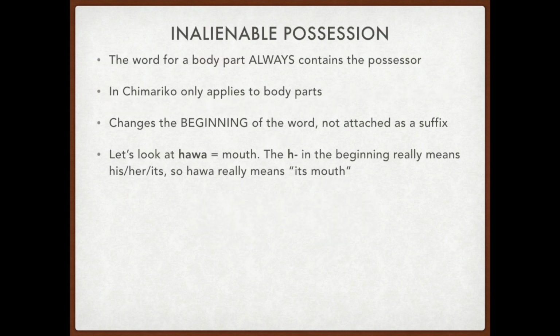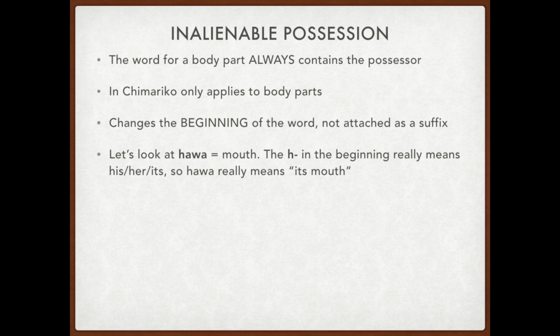Now let's look at the very complicated inalienable possession. This concept does not exist in English. This is when you have a word for a body part, and it always contains the possessor. We'll go into what that means later. In Chimariko, inalienable possession only happens to body parts. And what it does is you change the beginning of the word. You do not attach it to the end as a suffix. The beginning of the root word will change.